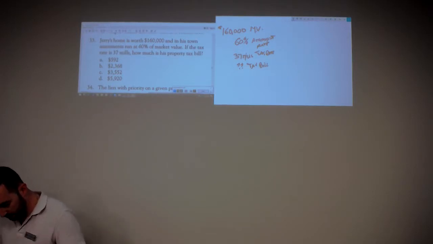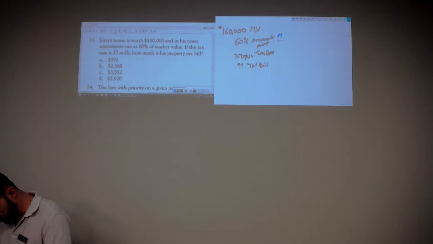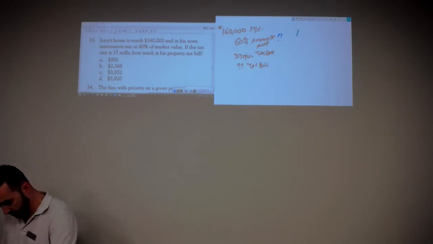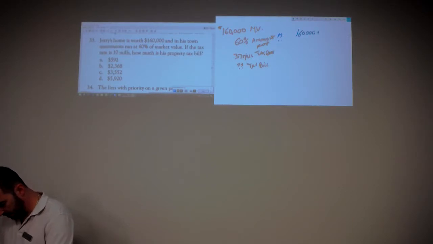So the first thing we need to do is figure out what is the 60%, right? In chapter 22, which is math, I'll show you a different, quicker, easier way. But 160 times 60% on your calculator, or times 0.60, equals 96,000, right? Okay, so 96,000 is the assessed value.